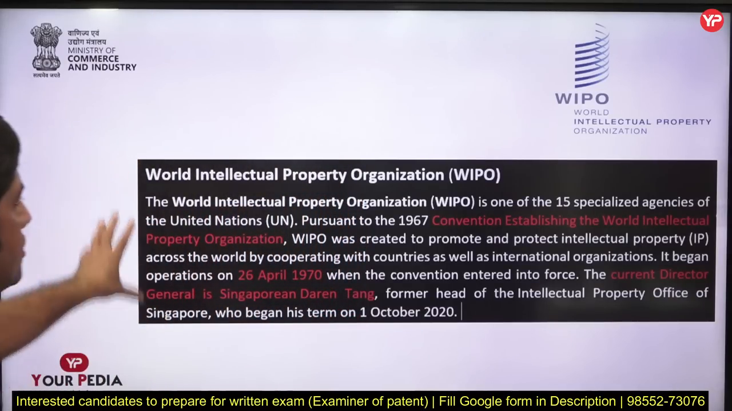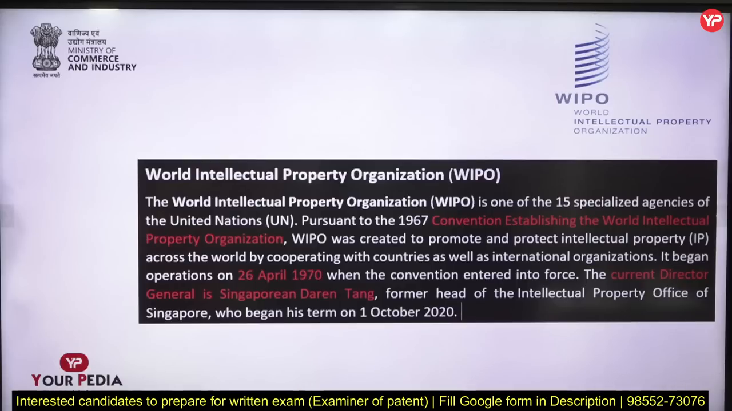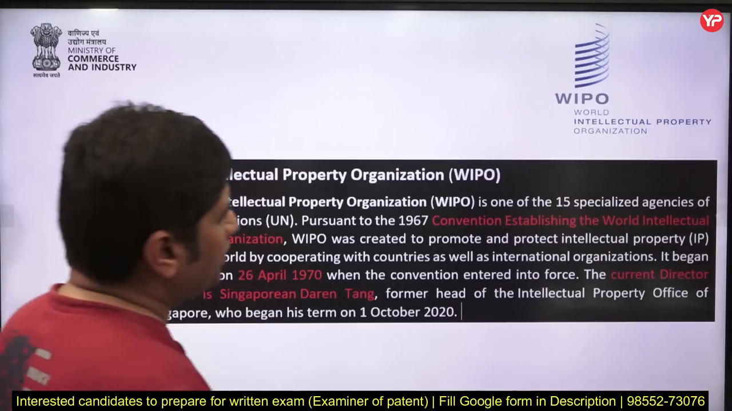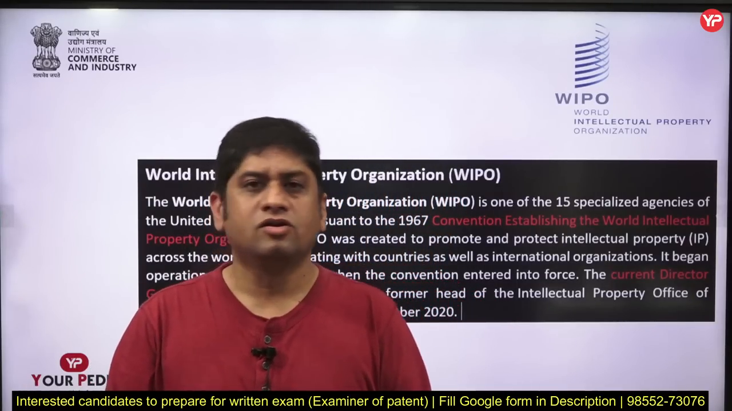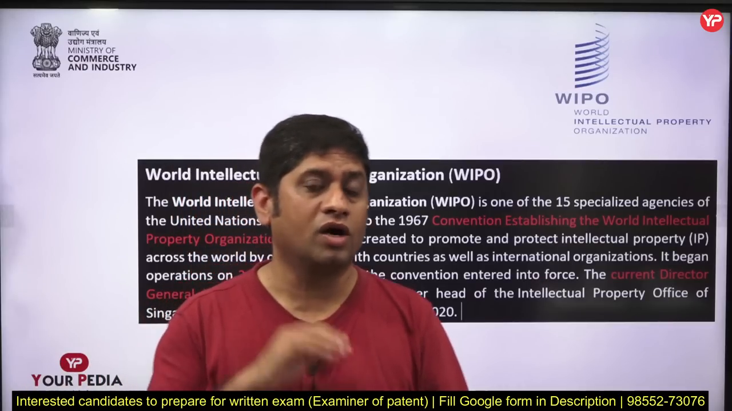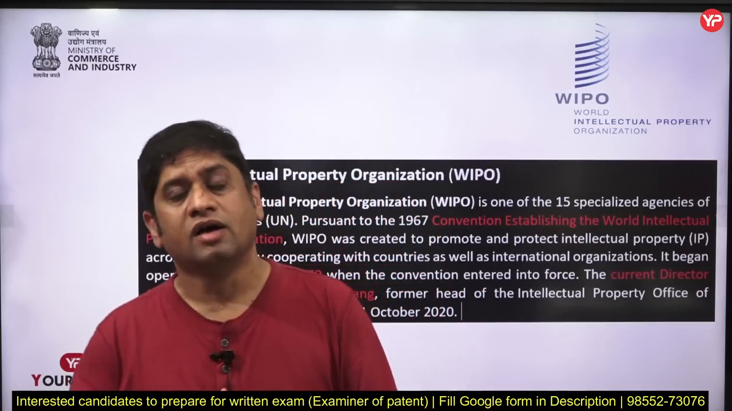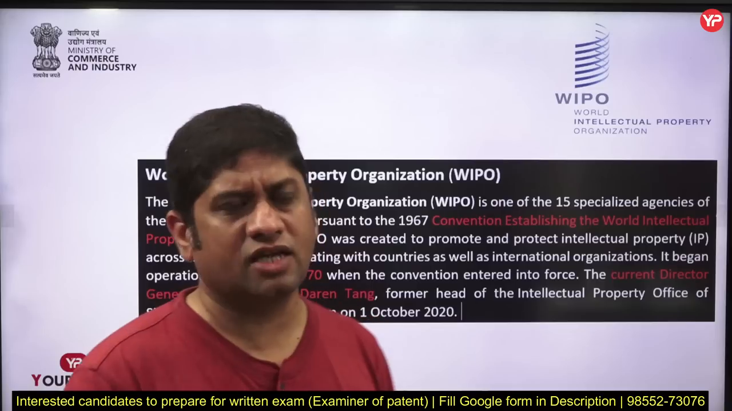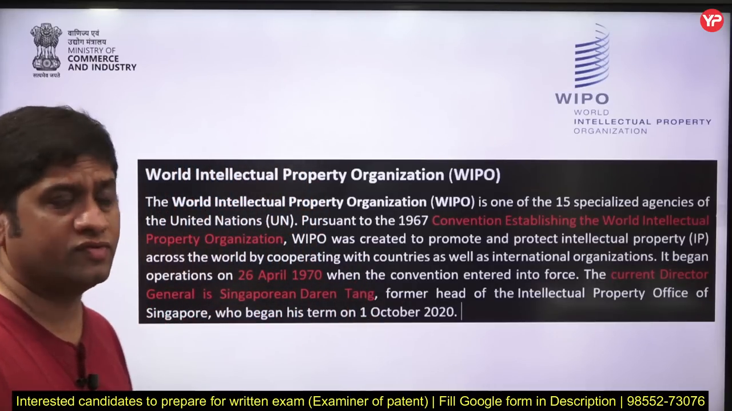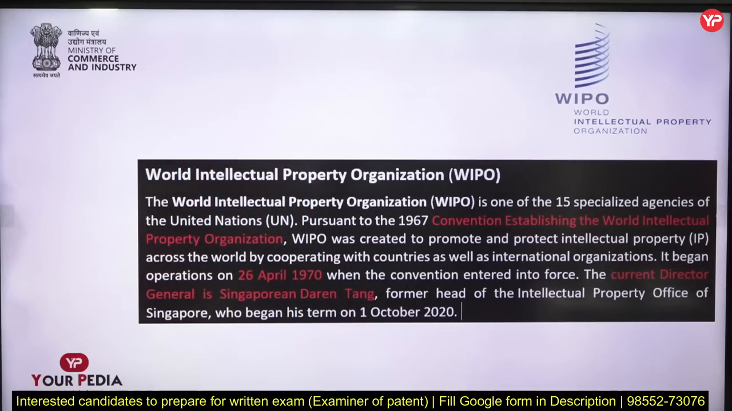Okay, now what is WIPO? WIPO is one of the 15 specialized agencies of the United Nations. We need not know what the other specialized agencies are, but I'm very sure you have heard the name of the World Trade Organization. Then UNICEF you have heard, UNDP you have heard, World Bank you have heard, IMF you have heard, International Labour Organization you have heard. So these are specialized agencies. WIPO is one of the specialized agencies.